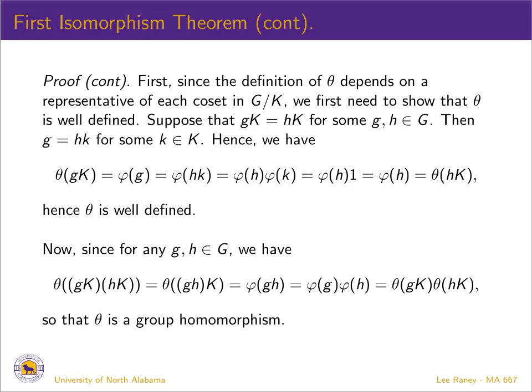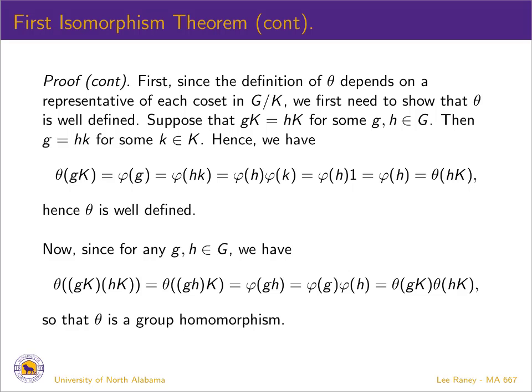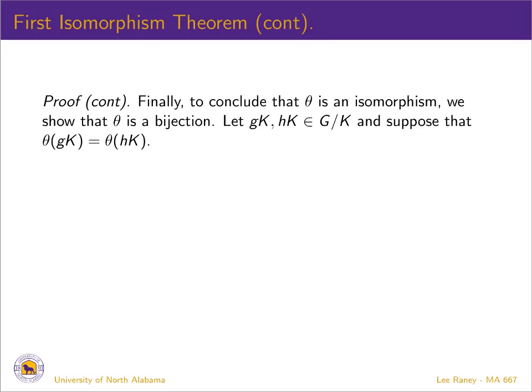All right, so now let's show that theta is a group homomorphism. So for any two cosets, if you look at the value of theta of gK times hK, remember how our coset multiplication works. You just multiply the representatives and take as that product the coset which contains the product of the representatives. So we're applying theta to the coset gh times K. By definition of theta, this is phi of gh, which is phi of g times phi of h, which again, by definition of theta, is theta of gK times theta of hK, so that theta is a group homomorphism.